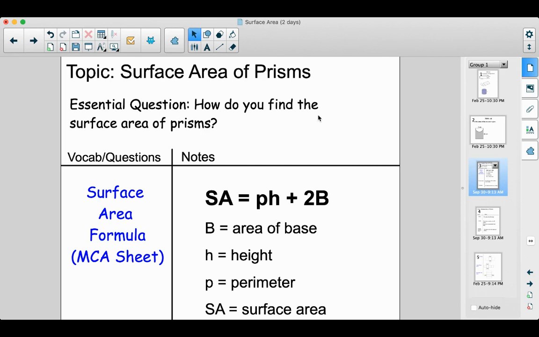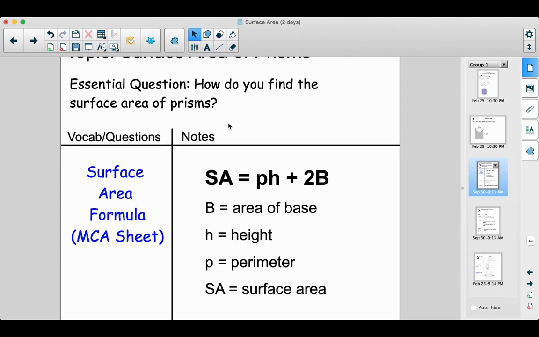Now the good news about prisms is just like with composite area the other day, prisms are made up of other shapes that we already know how to find the area of. So it's going to be real similar to the approach we took with composite areas. Our essential question, make sure we have it down, is how to find the surface area of prisms.